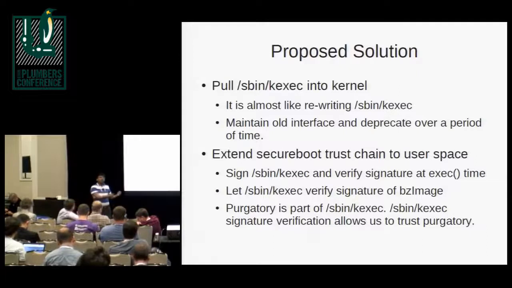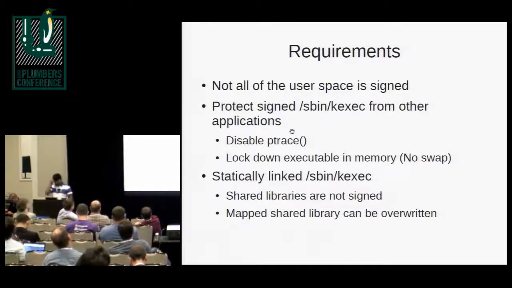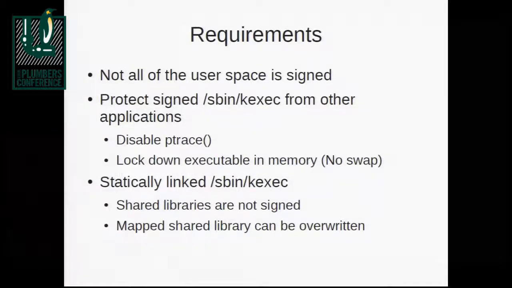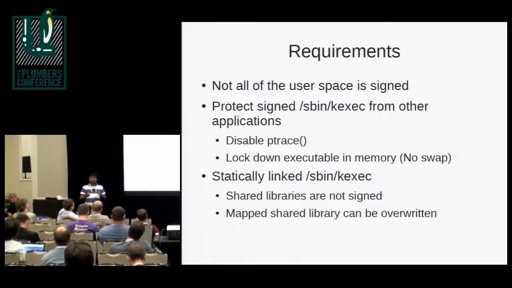Okay, so what I'll do is explain all these crazy options. The way we thought, probably we are not going to sign all of user space. There will be just this binary, sbin kexec, which will be signed. If that's the case, we need to make sure that none of the unsigned applications running can modify this binary. So we need to disable any kind of ptrace from unsigned applications to signed ones.